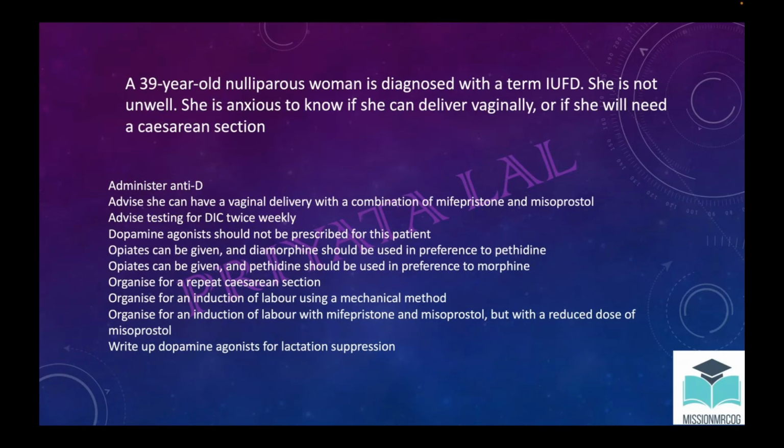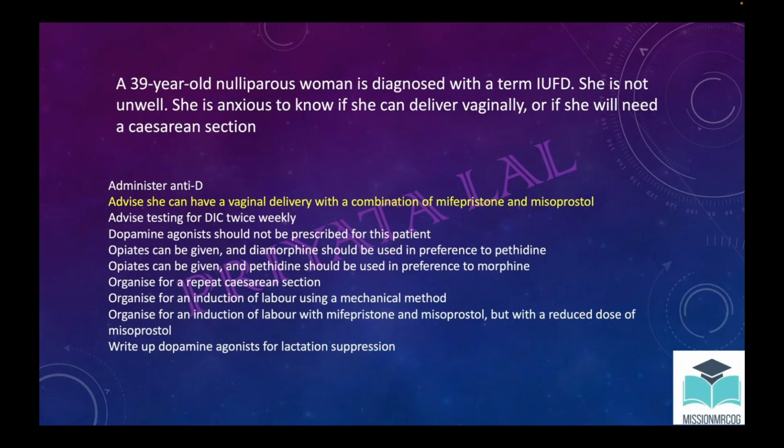Now, a 39-year-old woman with IUFD, she's unwell. She wants to know whether she can deliver vaginally or if she will need a cesarean section. We have to advise she can have a vaginal delivery with a combination of mifepristone and misoprostol.